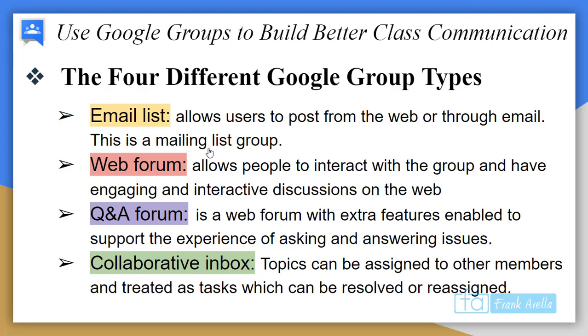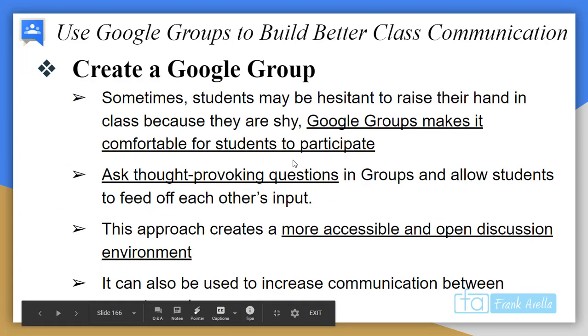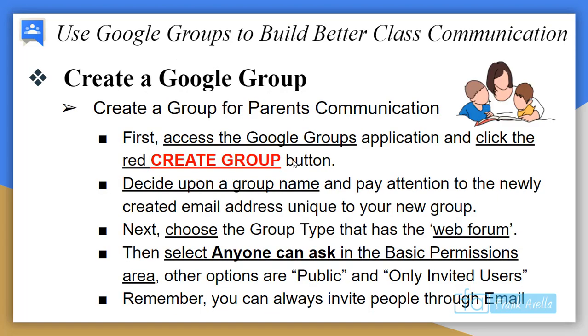And then there's other ones here. Like I said, a web forum. It allows people to interact and have engaging discussions. But that's not really what we're talking about with this unit. A Q&A form. These are good. Collaborate. These are all good, but this unit's really talking more about an email list. How to create a Google group. Here it talks about thought-provoking questions. You really don't need that.